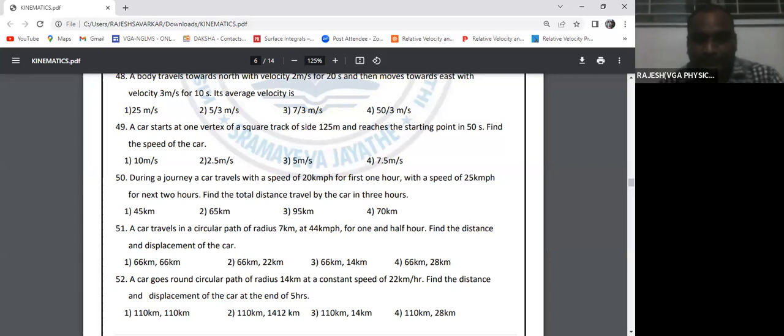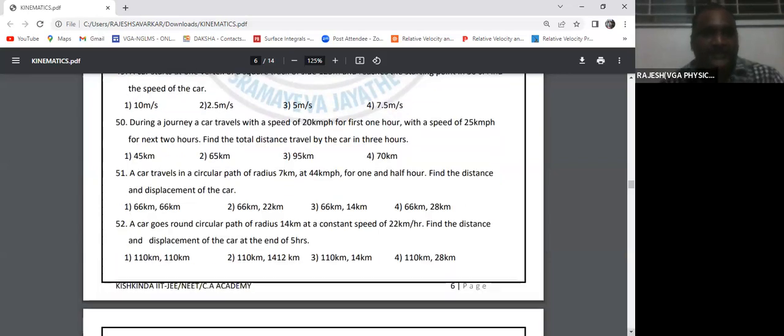Next question. During a journey, a car travels with speed 20 km per hour for first 1 hour, with a speed 25 km per hour for next 2 hours. Find the total distance. This is V1 T1 plus V2 T2. Distance is 20 into 1, 20 km, 25 into 2, 50 kilometers. So total distance is 20 plus 50, 70. Right?